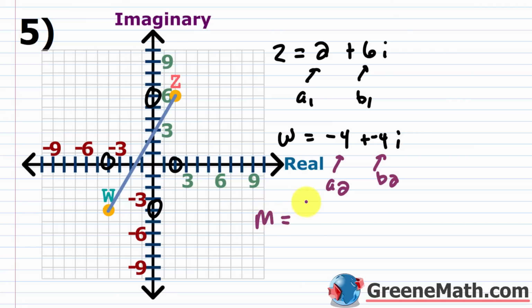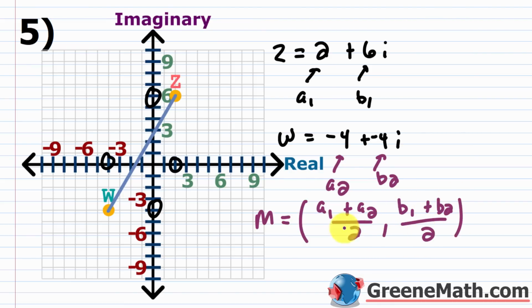So the midpoint is equal to, it's a sub 1 plus a sub 2 over 2. So we can write that out if you want. A sub 1 plus a sub 2 over 2, and then comma, it's going to be b sub 1 plus b sub 2 over 2. So this is the formula.